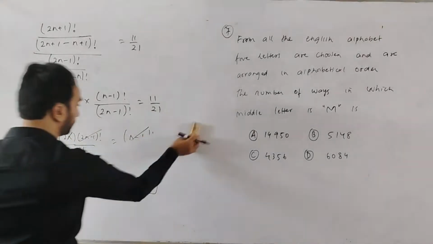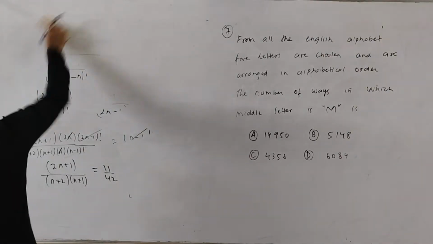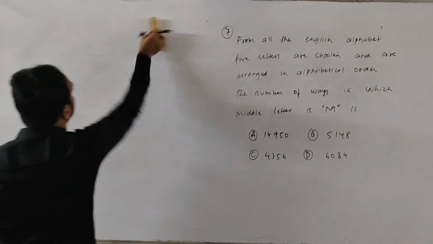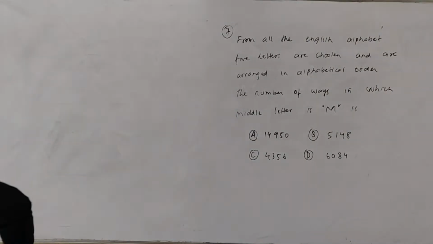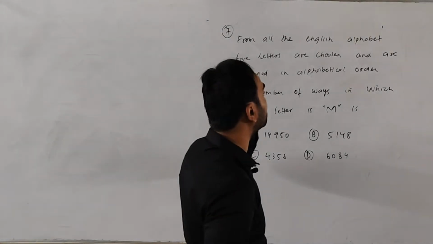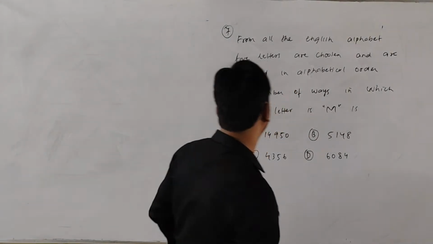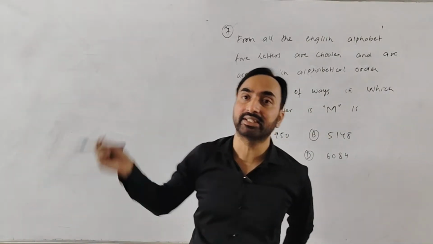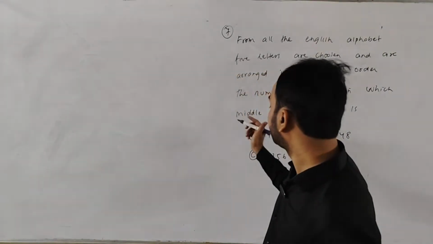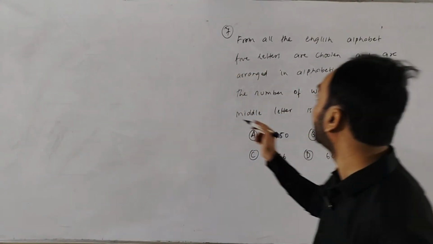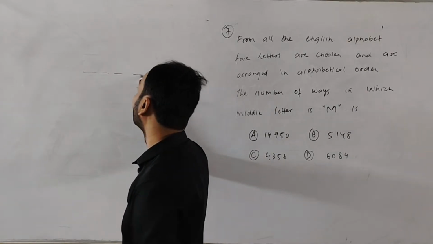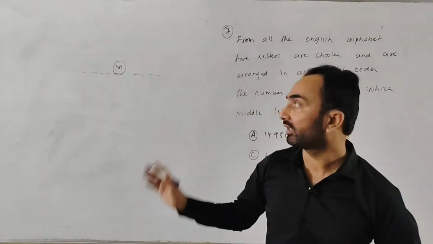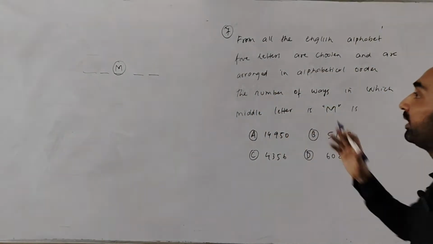Now see how we can do this. From the English alphabet, the letters are chosen and are arranged in alphabetical order. The number of ways in which the middle letter is M, right? So we are arranging in alphabetical order, right? So just see, and the middle letter is M. So I am making 5 blanks, 1, 2, 3, 4 and 5. Middle is fixed, that should be M only. Now what comes before M? And that should be arranged in what?